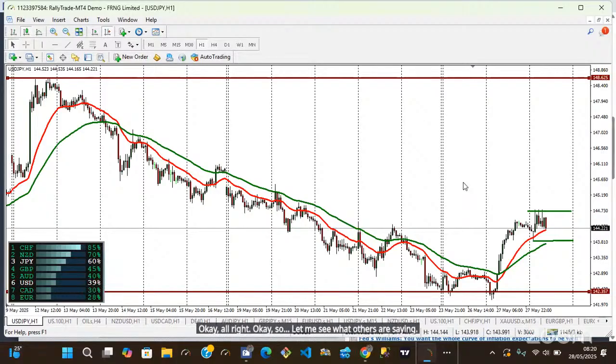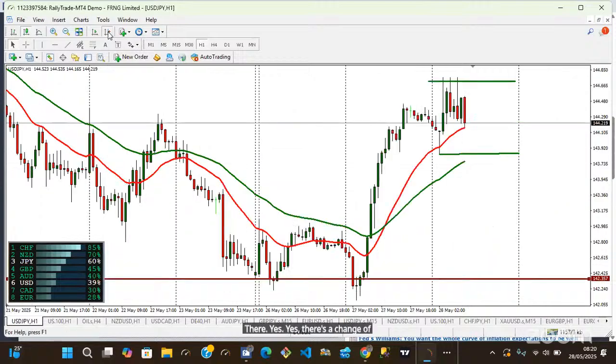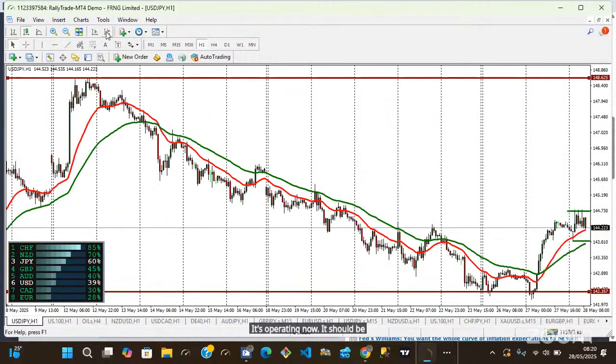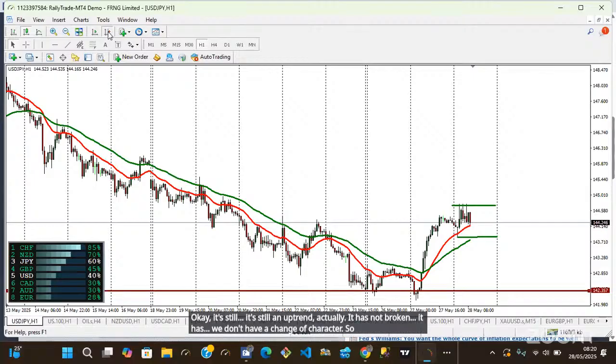Up, buy opportunities up, maybe a retest first. Someone says there has been a change of character there. Okay, is the change of character now an uptrend or down? It should be uptrend. It's still an uptrend actually. It has not broken. We don't have a change of character. So this is not what we call change of character. This is a break of structure actually.